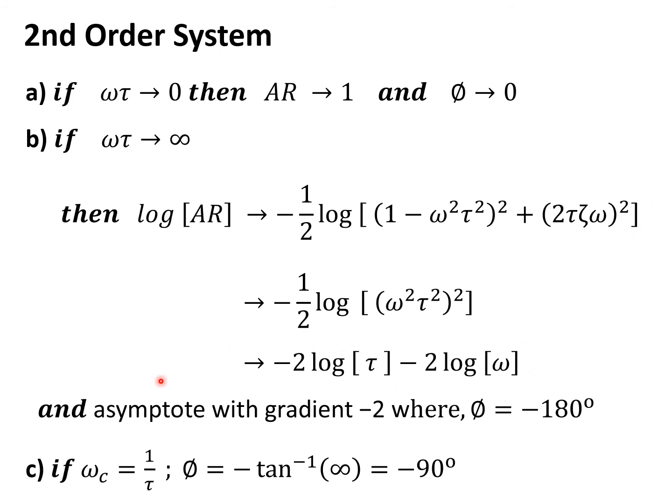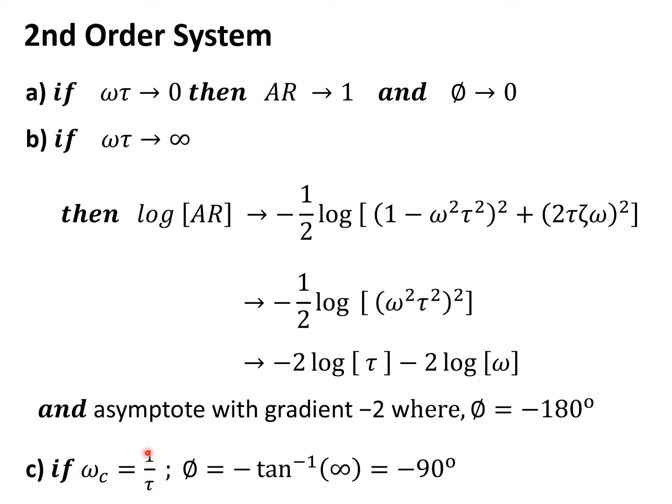And what does it show? It shows an asymptote line with gradient -2. If you plot log AR versus log omega, you get a line with gradient -2, and at omega tau infinity, the phase angle is -180 degrees. The maximum it goes for second order is -180 degrees. For third order, it goes to -270, and so on. Phase lag for second order, maximum -180 degrees.